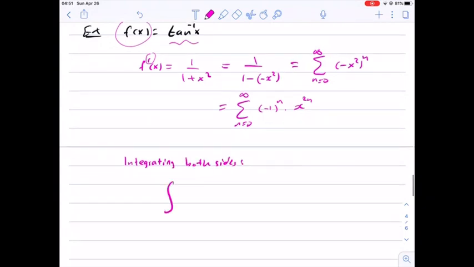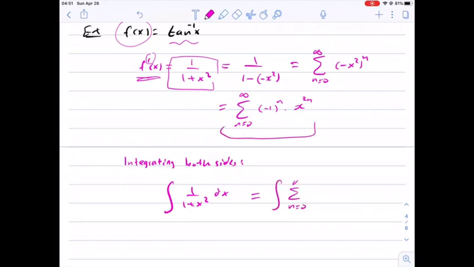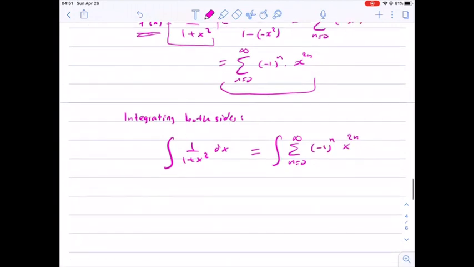To get the integral of this, the integral of 1 over 1 plus x squared dx, this is the left hand side, equals the integral of the right hand side, the series from n equals 0 to infinity negative 1 to the power n x to the power 2n. And then we find the integral of the right hand side. The integral of the right hand side is the sum n equals 0 to infinity negative 1 to the power n x to the power 2n plus 1. We add 1 to the power and divide by the new power, plus some constant c.